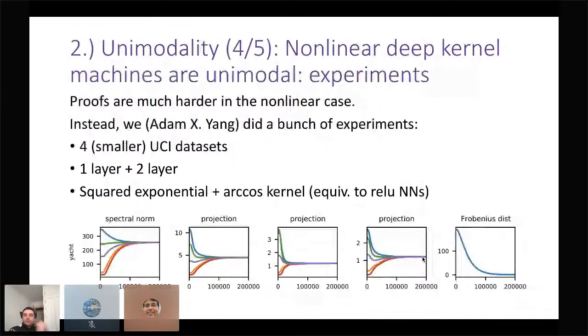So this gives us pretty good confidence, actually, that the deep kernel machine objective is unimodal. And it also turns out that other closely related objectives that aren't quite our deep kernel machine objective are not unimodal. And I think that's very interesting because it does suggest there's something fundamental in the deep kernel machine objective that other potentially sensible objectives aren't getting at.